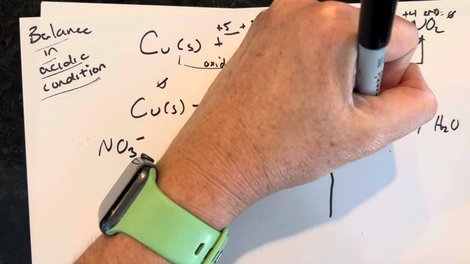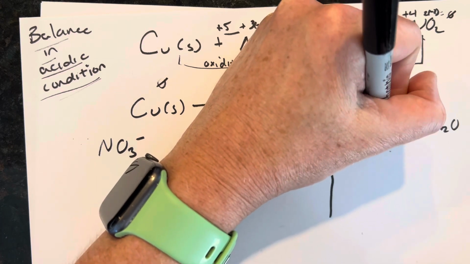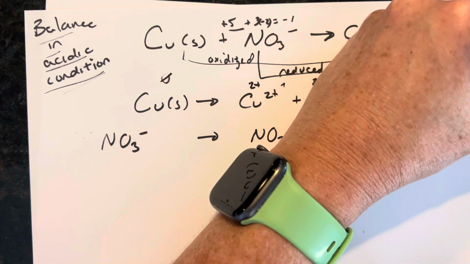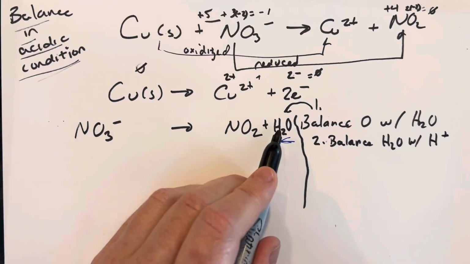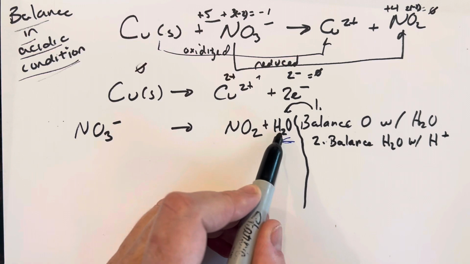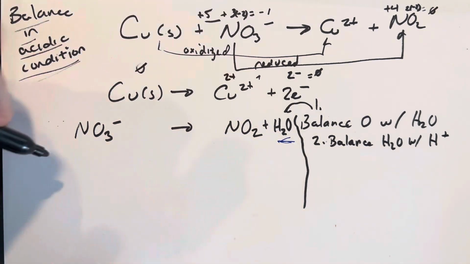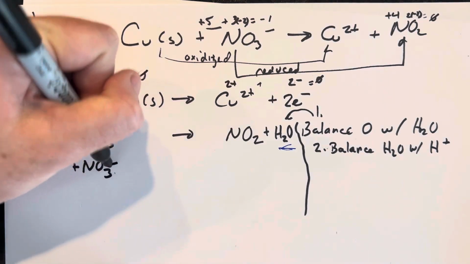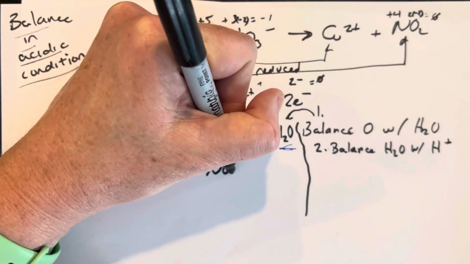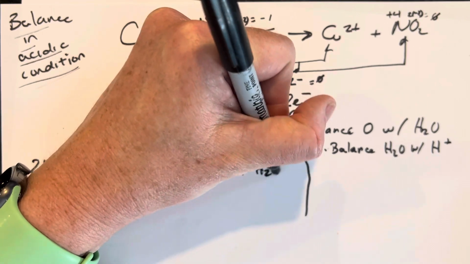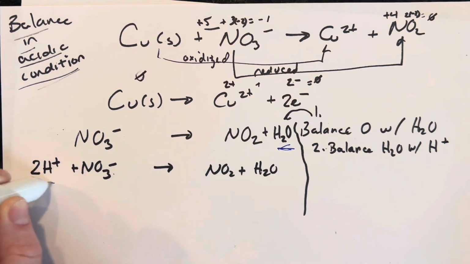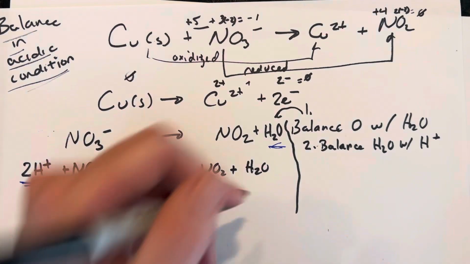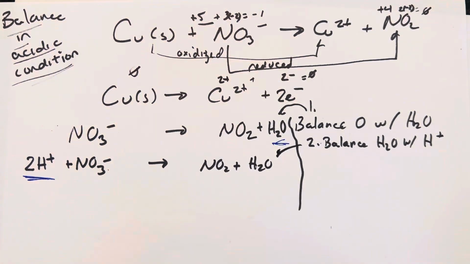Step number 2, we're gonna balance the water with H+. Okay, so over here we added a water. In other words, we added 2 hydrogens. So our next step is we have to add 2 H+s to the other side to balance it out. Cool. Okay, so that was number 2.